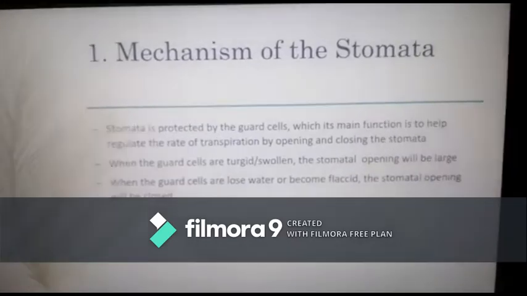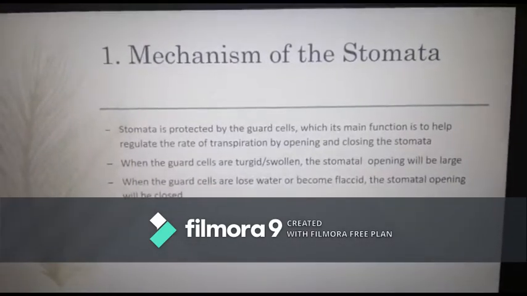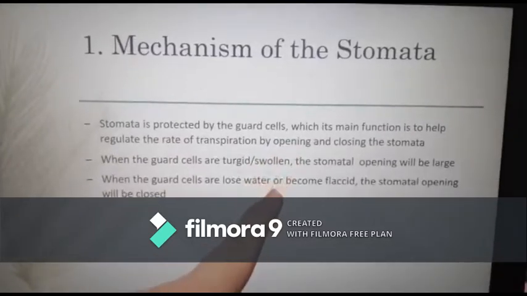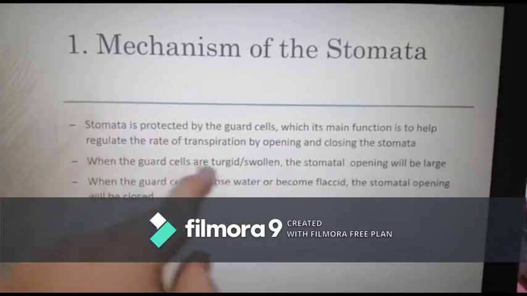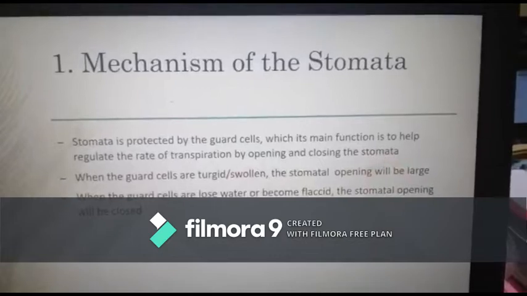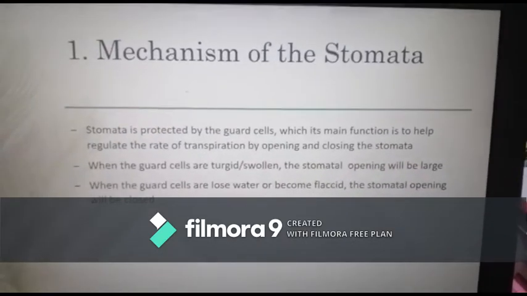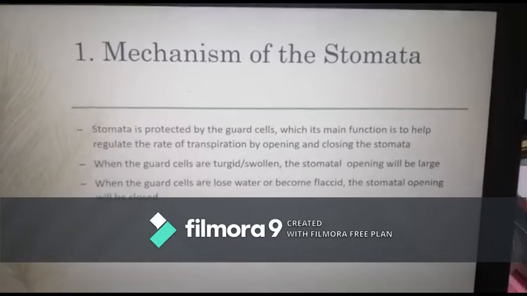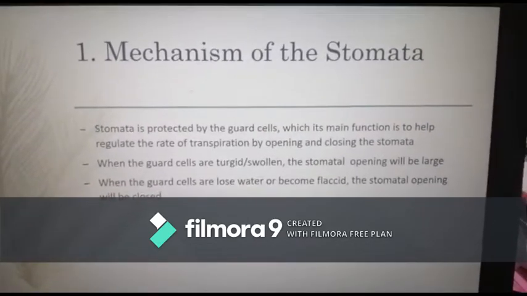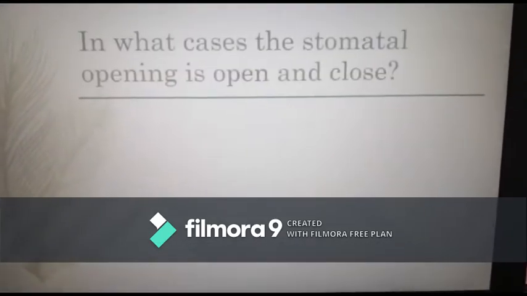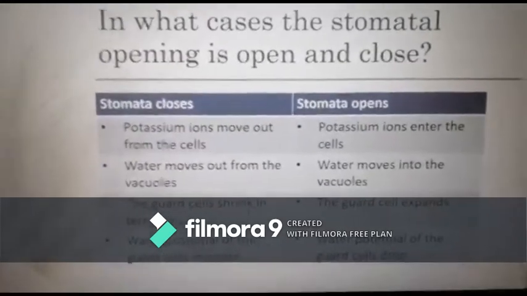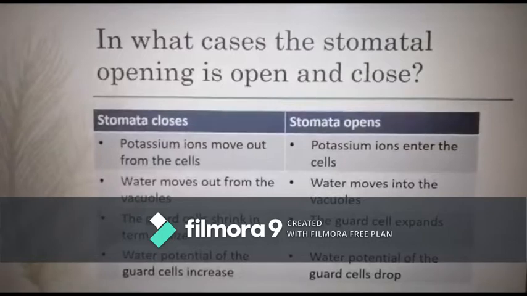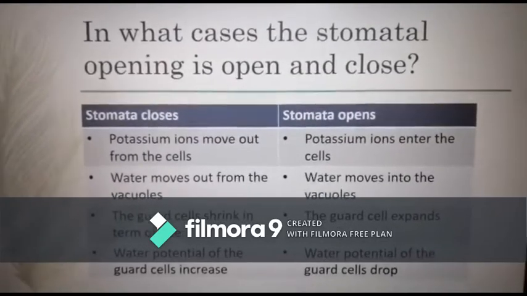Next, the mechanism of stomata. Stomata are protected by the guard cells, whose main function is to regulate the rate of transpiration by opening and closing the stomata. When the guard cells are turgid, the stomatal opening will be large. When the guard cells lose water, the stomatal opening will be closed. So this is the comparison of when stomata close and when stomata open.